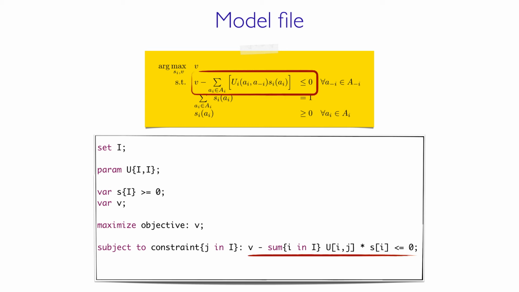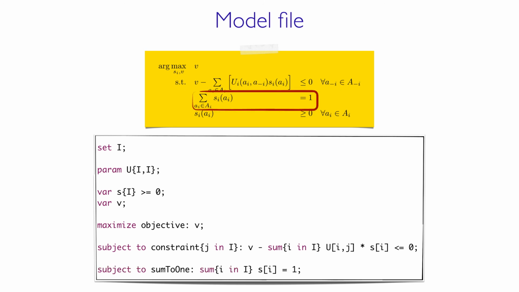Note how mathematical expressions can be straightforwardly translated in AMPL. Just note how to write summations. You have to specify the keyword sum, followed by the indices over which the sum is defined within curly braces. In this case, there is only one index corresponding to an action of player I. We call it I belonging to uppercase I.